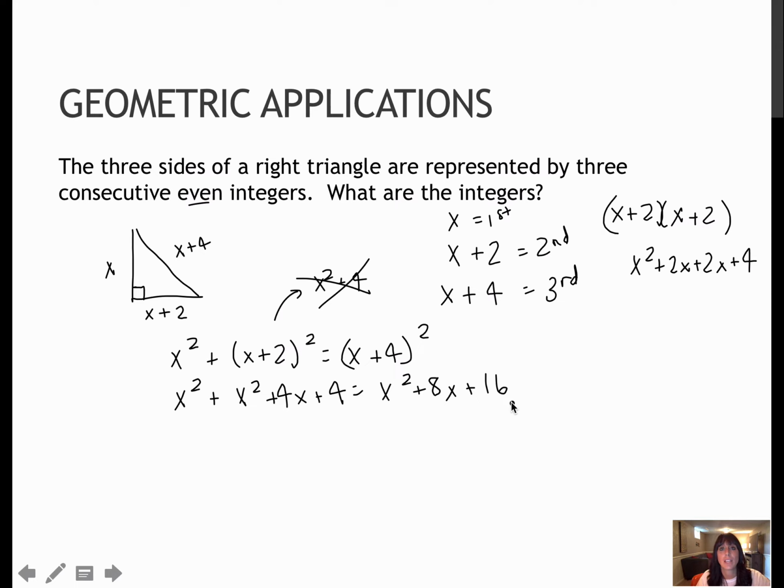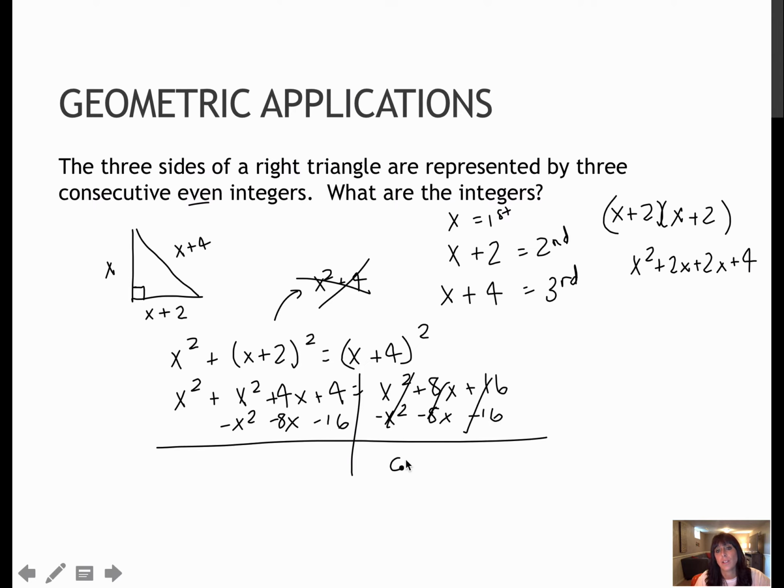And I need to get everything to one side. So I'm going to get rid of this x squared. I'm going to get rid of the 8x. I'm going to get rid of the 16. And on the right side, I just have 0, which is what I wanted. On the left side, I have x squared, minus 4x, and minus 12. This does happen to factor into (x minus 6)(x plus 2), which would give me my two solutions of x equals 6 and x equals negative 2.